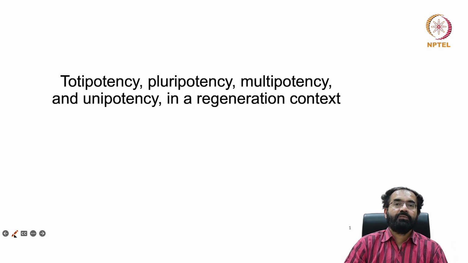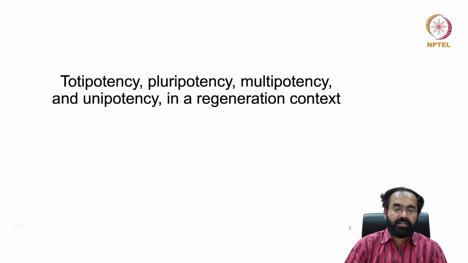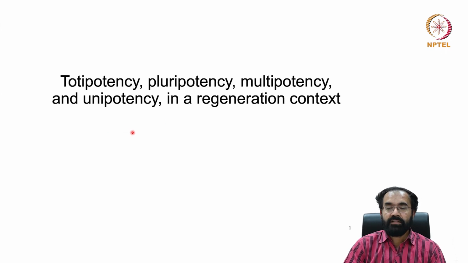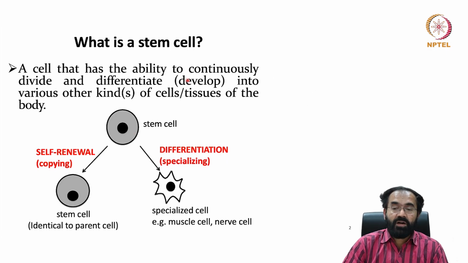So today we will learn about different types of cells, and they are broadly classified into totipotent, pluripotent, multipotent, and unipotent. We will try to understand this nomenclature in a regeneration context and why they are named that way. So what is a stem cell?